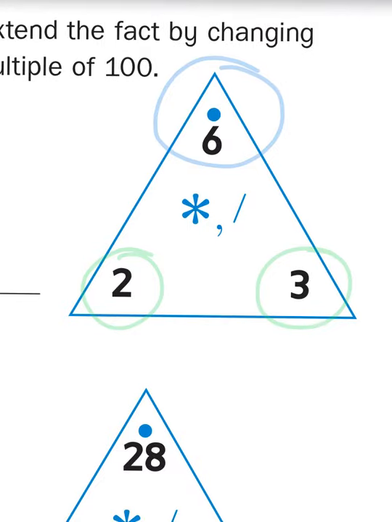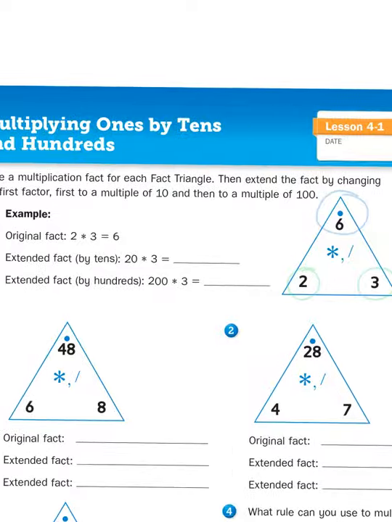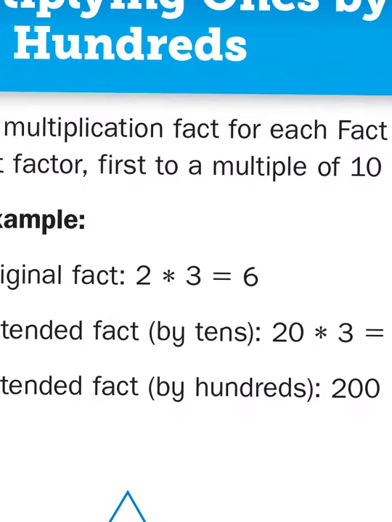So when I multiply 2 times 3, I get a product of 6. So 6 is my product. 2 and 3 are my factors. Now what we're doing today is we are extending those facts by thinking about tens. So when I multiply 2 times 3, I know I'm going to get 6.